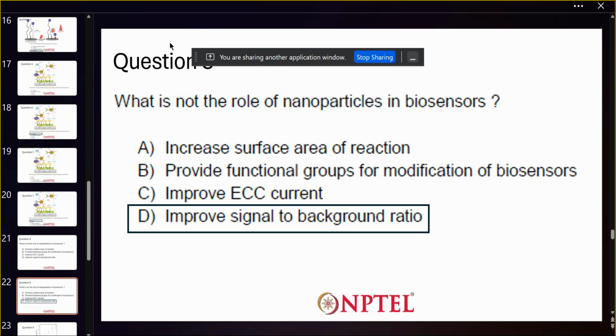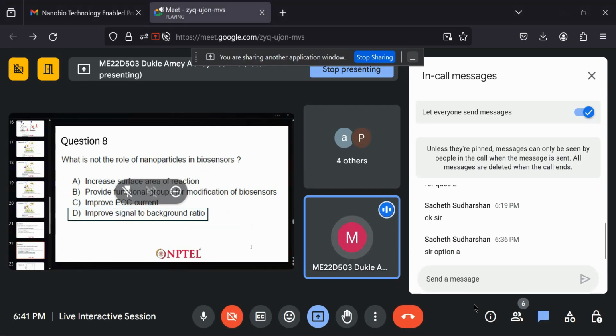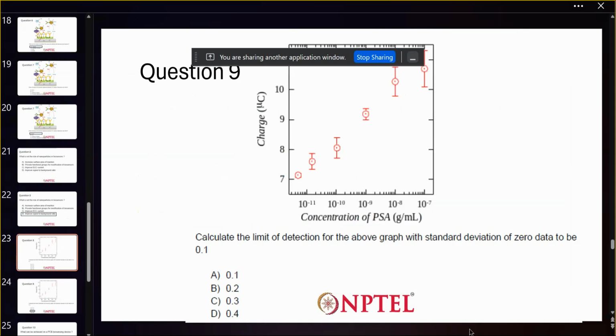That will improve only if you design a redox reaction centered around a nanoparticle. Then and only then can you use nanoparticles for improving signal to background ratio. So I think my explanation is clear. Moving to the next question.